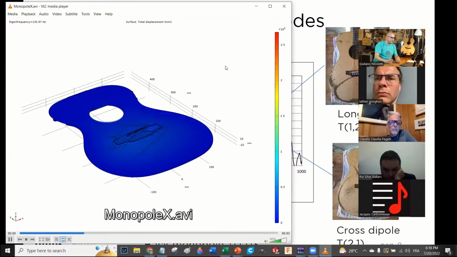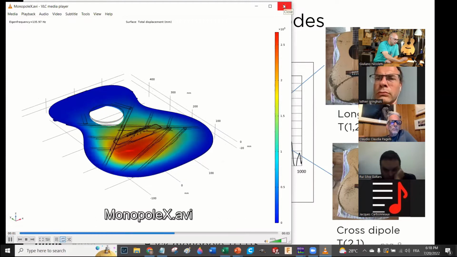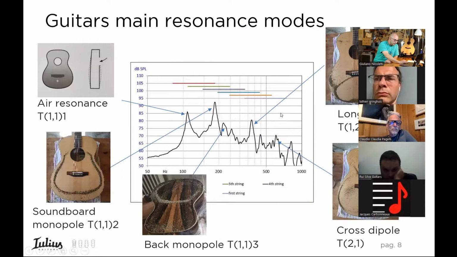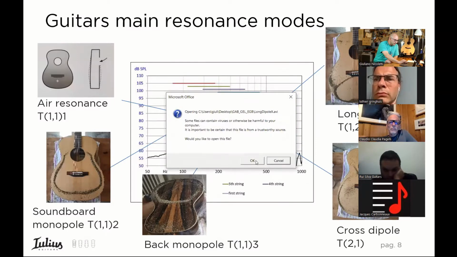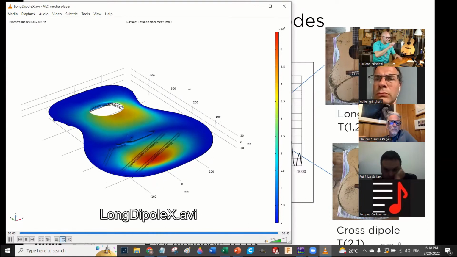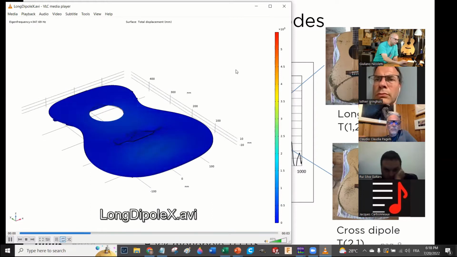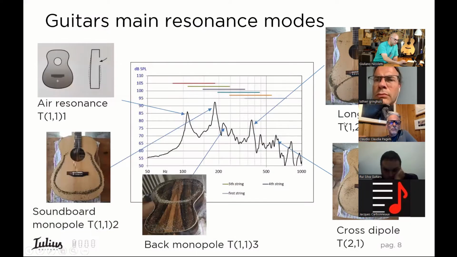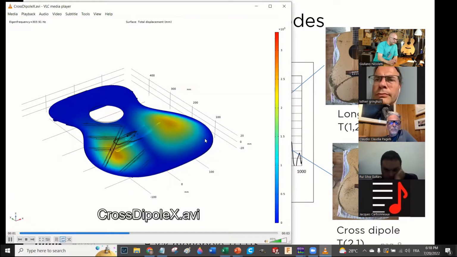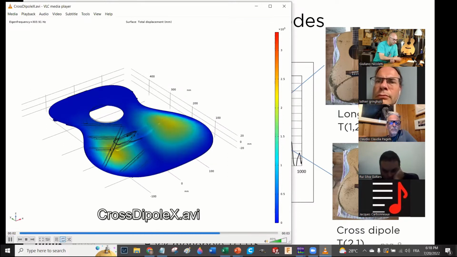I'm sorry. So this is the Monopole, and it's the center of the soundboard, of course. This is the long dipole. And you can clearly see the 2 main modes that are in antiphase, and the direction, of course. And this is the cross dipole. This is the behavior of a standard Martin X-braced guitar. This is the classic behavior of this type of guitars.